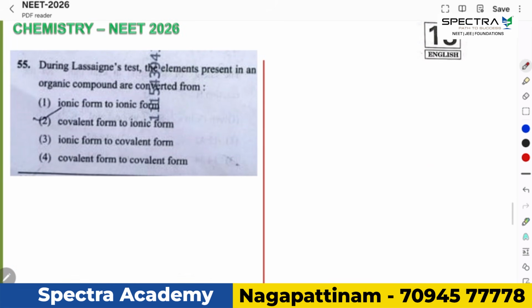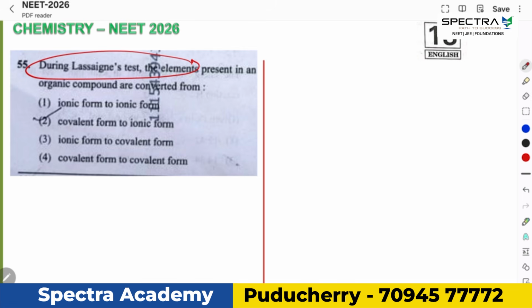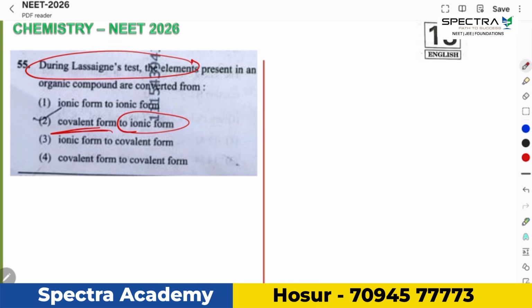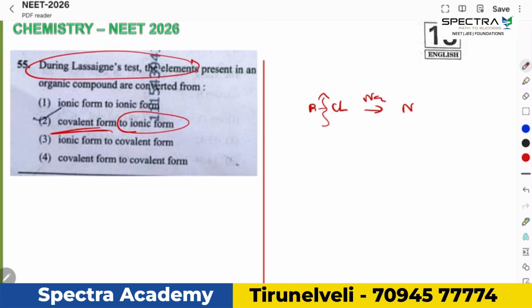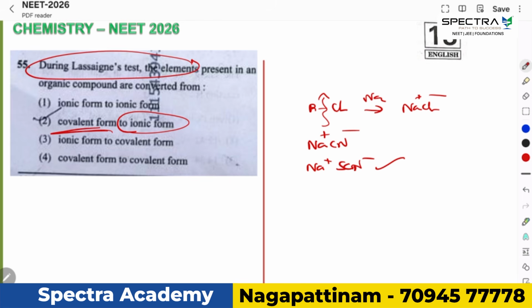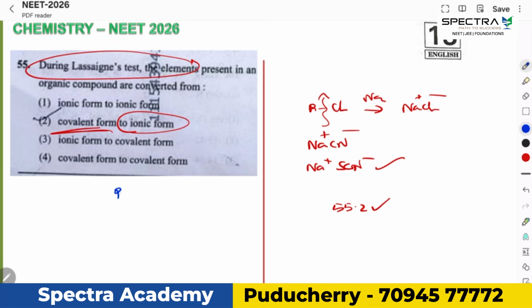Next, question number 55. In the Lassaigne test, the elements present in the organic compound are converted into ionic compounds from the covalent compound. Direct question. Let us take one example. Let us take alkyl halide. Alkyl halide is the covalent compound. If you use sodium, it is converted to sodium chloride. It is an ionic compound. For example, if you take the cyanide and react with sodium, it forms an ionic compound. Sodium reacts with the thiocyanide. Sodium thiocyanide is an ionic compound like this. So option 2 is correct for the 55 question. This is also a previous NEET question, and it is a direct question from NCERT.